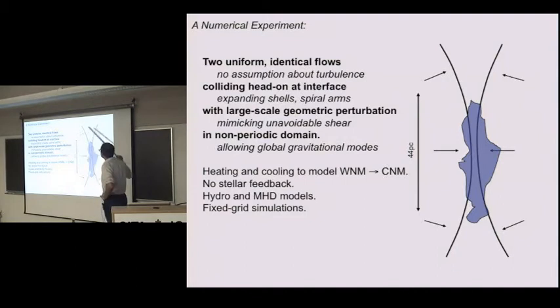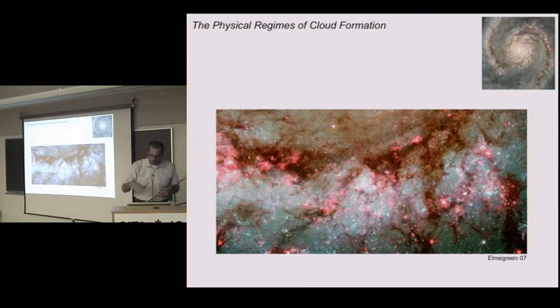And this whole thing is in a non-periodic domain for the reason that we want to see global gravitational effects. And you know, there is physics included in the models, namely thermal effects, heating and cooling, the cooling curve, modeling the transition from the warm intermediate medium to the cold intermediate medium. There's no state of heat conduction. It's hybrid and HD models, and it's from our fixed grid simulations. Methods later.